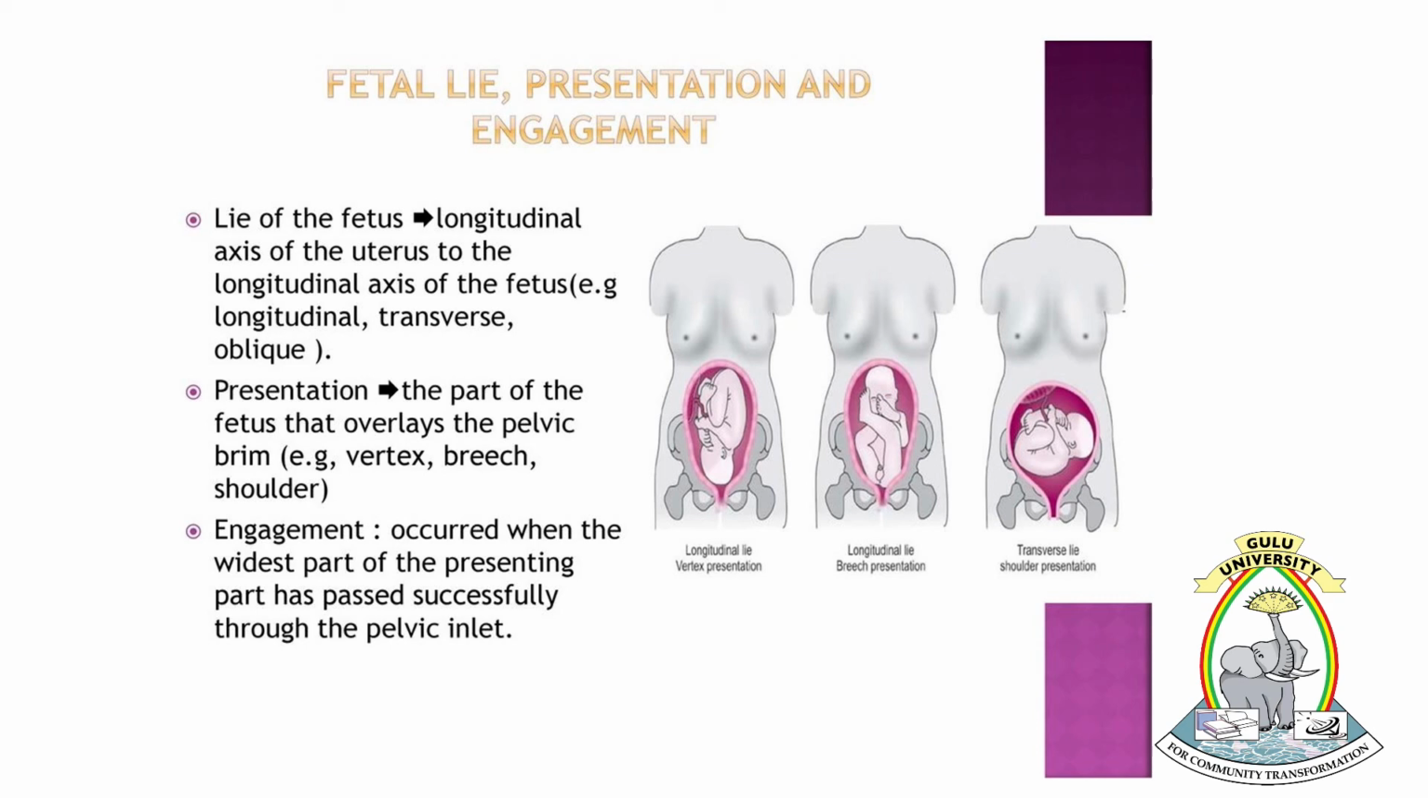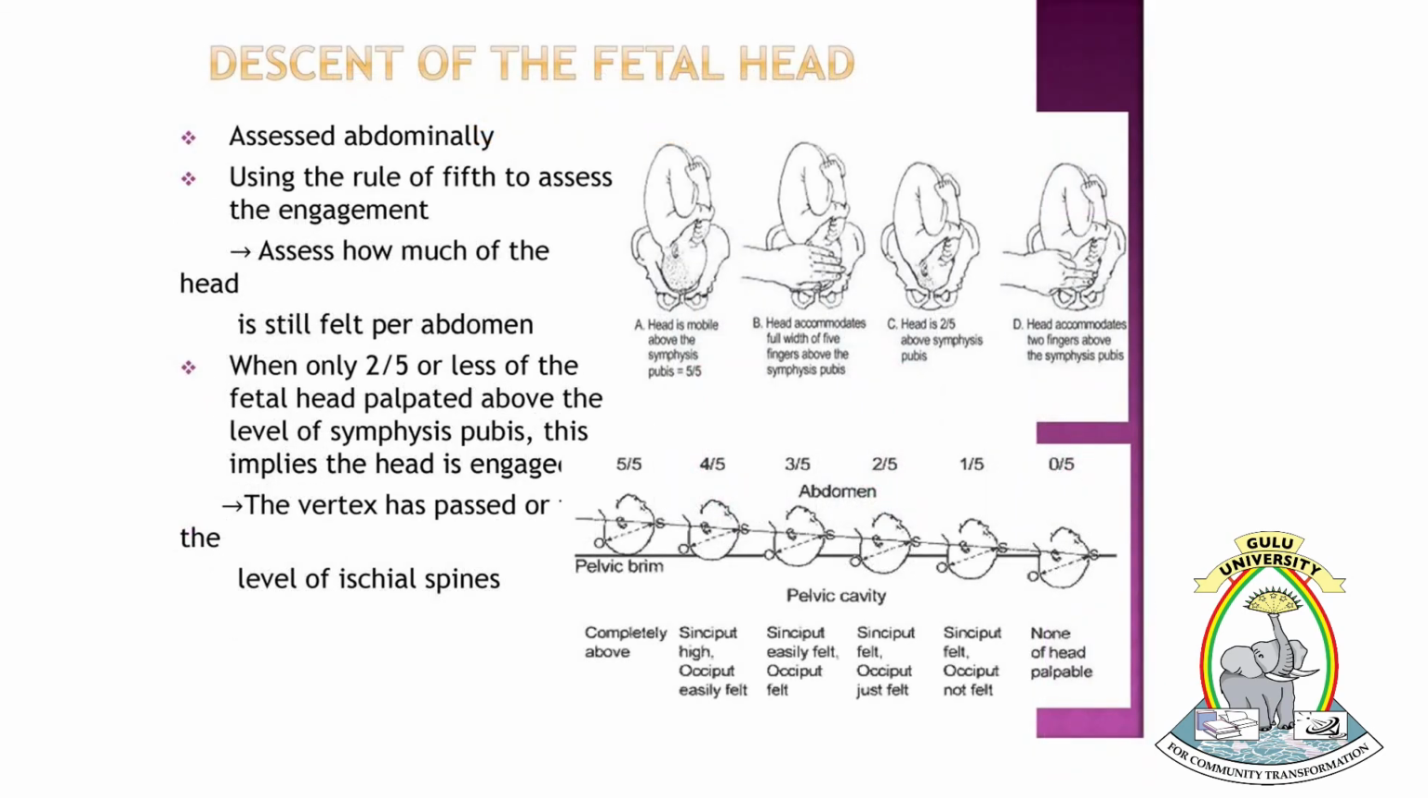You also may need to look at engagement, especially if you consider that the widest part of the presenting part has gone through the pelvic inlet. So we call that presentation. We call that engagement. And engagement is assessed when you look at the descent. Especially when the descent is more than 2/3, we consider that the fetus has already engaged.